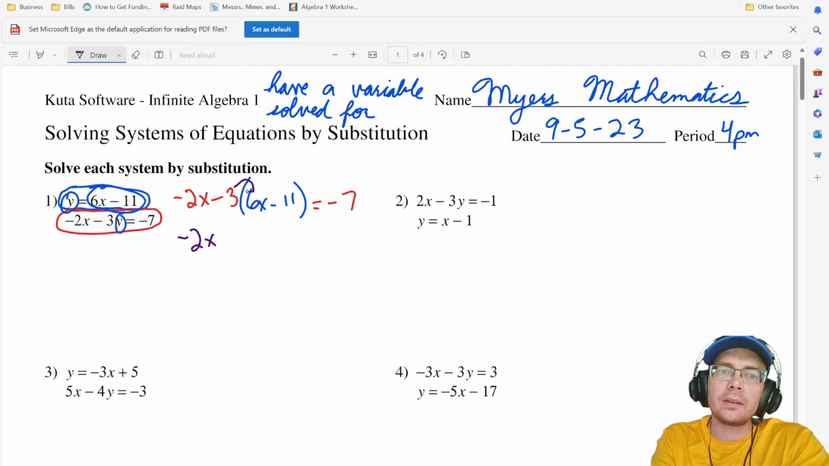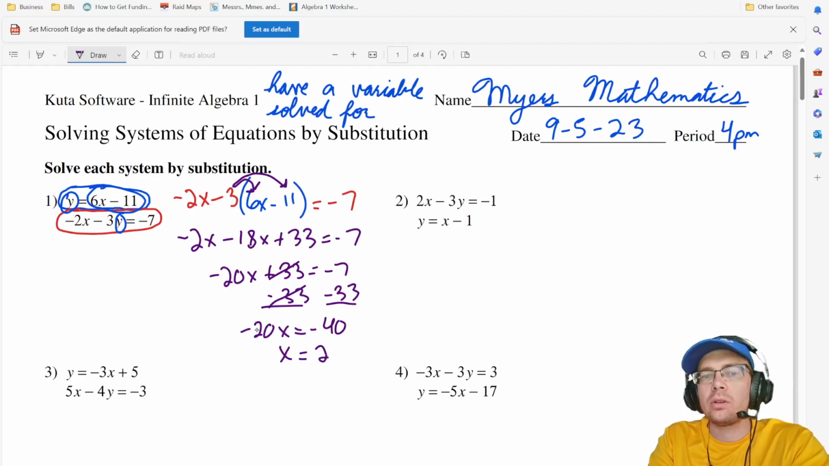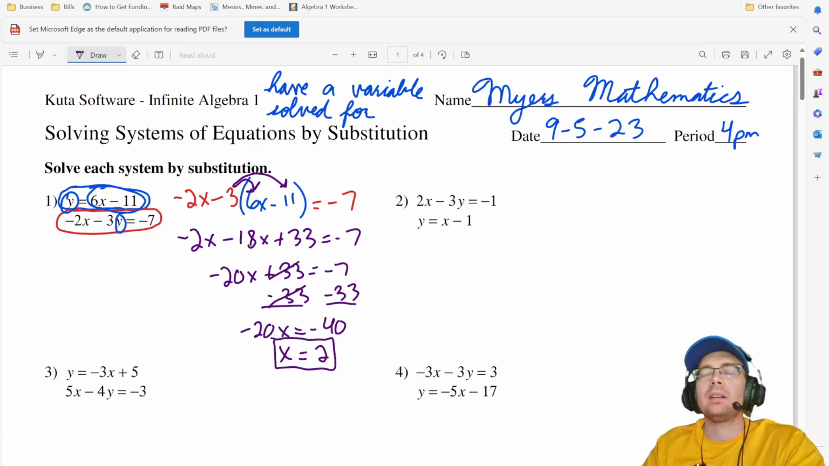So that's 3 times 6, so it's going to be minus 18x. 3 times 11, they're both negative, so it's going to be positive 33 equals negative 7. Looks like I've got some like terms here. I've got some x's. Negative 20x plus 33 equals negative 7. I can subtract 33 from both sides, so that goes away there. Negative 20x equals negative 40. And then I divide both sides by negative 20. It looks like I'm going to get 2, because 2 times negative 20 would be negative 40. All right, cool. So that's one of my answers.